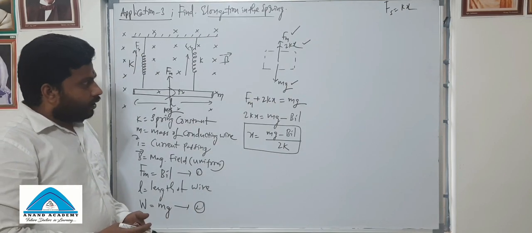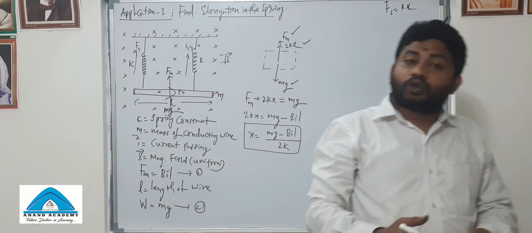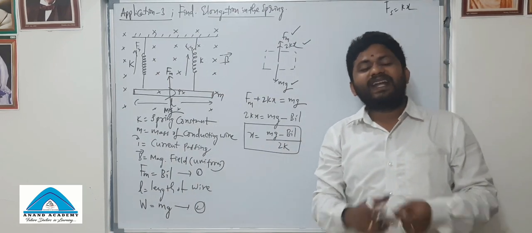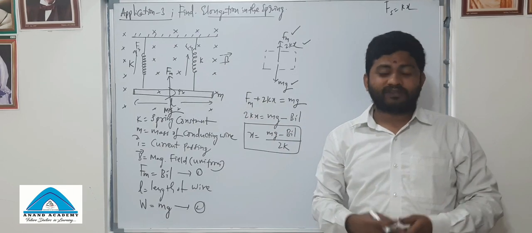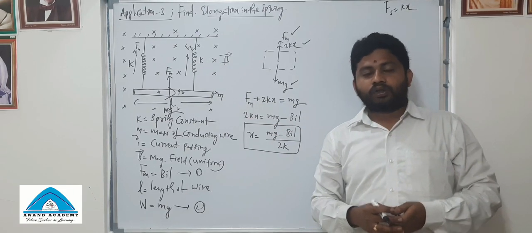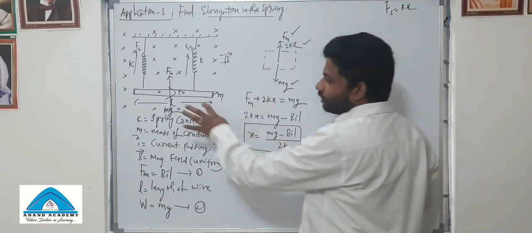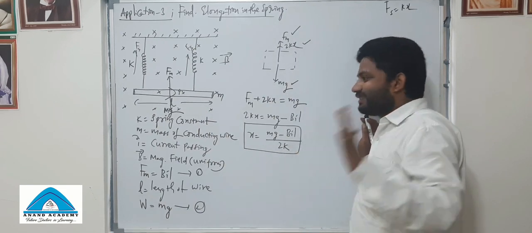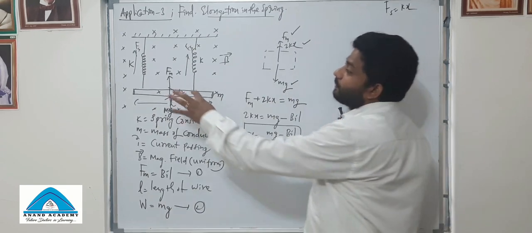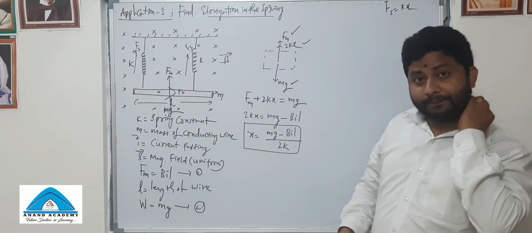Now, don't expect the same question, or to use the same formula in every model given in this way. That will be wrong sometimes. So what kind of changes can they make? They can make changes in the direction of current, and the direction of the magnetic force will change. They can also make changes by changing the direction of the magnetic field.